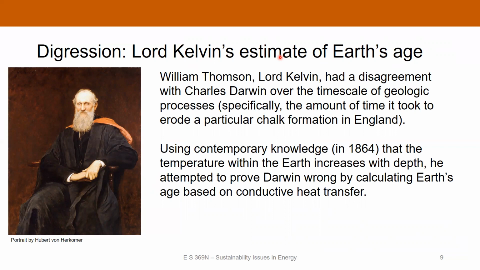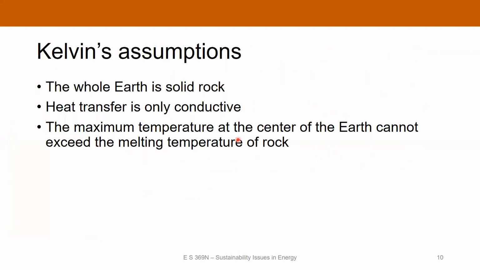Okay, so the year was 1864, and so using what they knew at the time about how the temperature within the Earth increases with depth, what Kelvin attempted to do was to prove that Darwin was wrong by calculating how old the Earth was. And so he could say, look, Charles, you're wrong about how slowly these things happen over geologic time. Okay, so here's what he did.